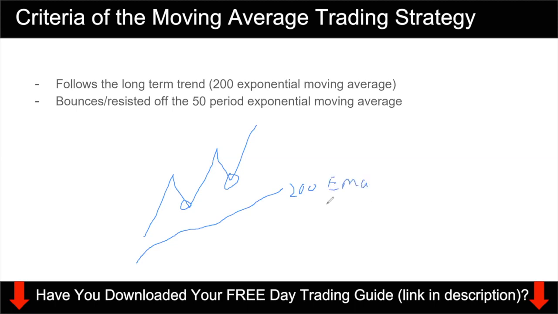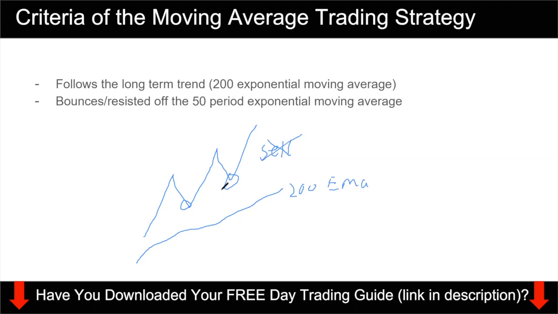If you want to buy, price must be above the 200 EMA. If you want to sell, then price must be below the 200 EMA. So if you see that price is above the 200 EMA, you do not want to be selling. This is very important. You do not want to be selling.